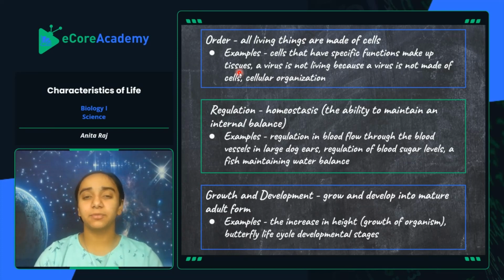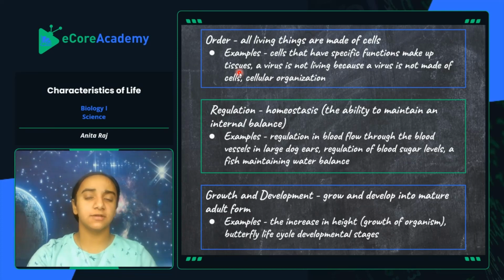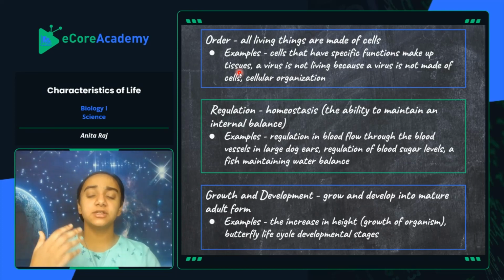They make up the electrical system of your heart. They might make up the chambers of your heart, the valves of your heart. You have other pancreatic cells, and you have liver cells, and you have stomach cells. So all of these different cells have different purposes.